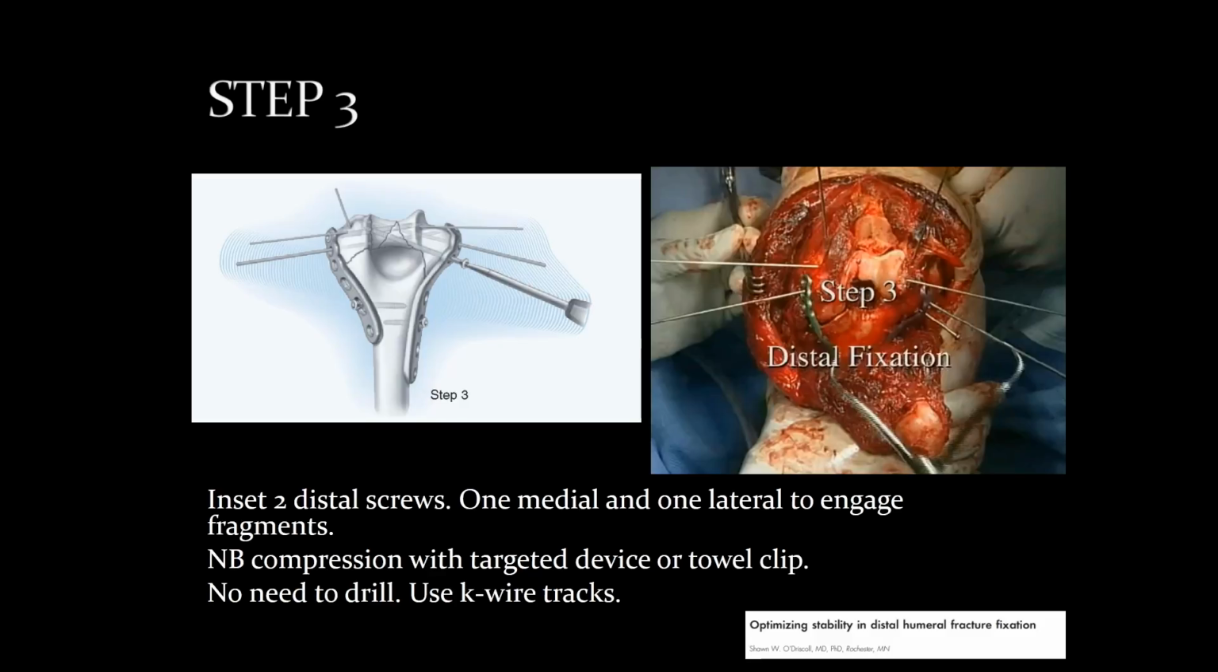Step 3 is to insert the 2 distal screws, 1 screw there and 1 screw there, and these engage the distal fragments. And you compress with a towel clip from that fragment to that fragment before you put your screw in. Not after you put your screw in. Your screw must stabilize the fracture. If you don't compress it, your screw will end up being too long.